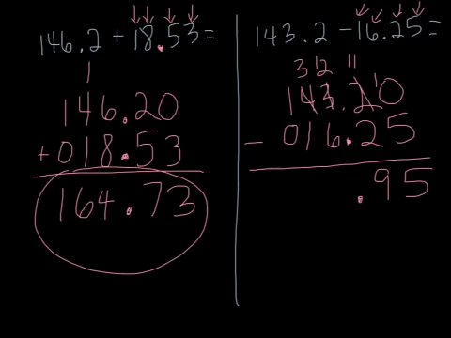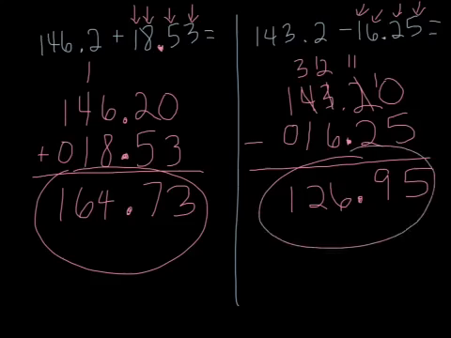12, take away 6 is 6. 3, take away 1 is 2. 1, take away nothing is 1. And so hopefully the answer you got is 126 and 95 hundredths.